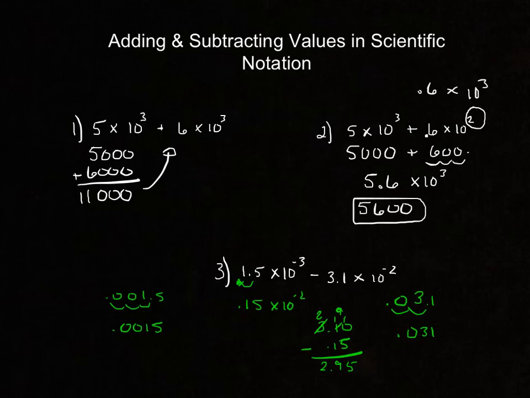But again, this was the greater of the two values, and so I'm going to have negative 2 and 95 hundredths times 10 to the negative 2 power. And I have to stay with that negative 2 power because that's what I used to relate them so that I could line up the decimals when I was adding or subtracting.